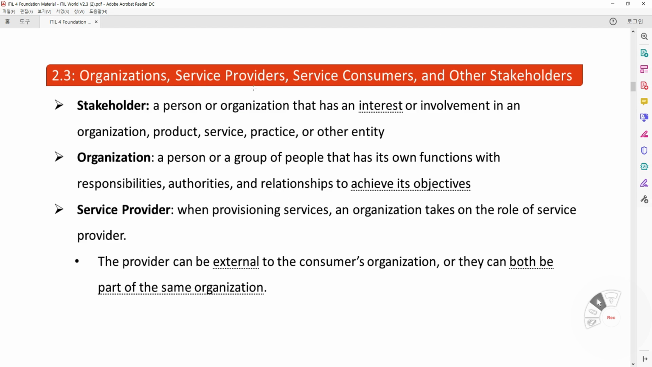Organizations and service provider, service consumers, and other stakeholders. Stakeholder, a person or organization that has an interest or involvement in an organization, product, service, practice, or other entity. Organization, a person or a group of people that has its own functions with responsibilities, authorities, and relationships to achieve its objectives. Service provider, when provisioning services, an organization takes on the role of service provider. The provider can be external to consumers' organization, or they can both be part of the same organization.